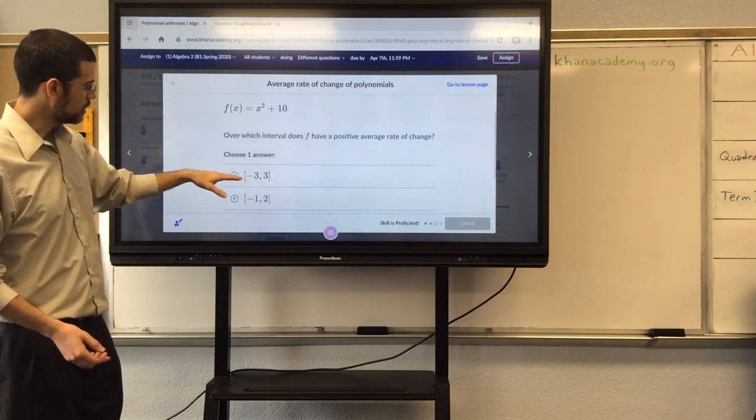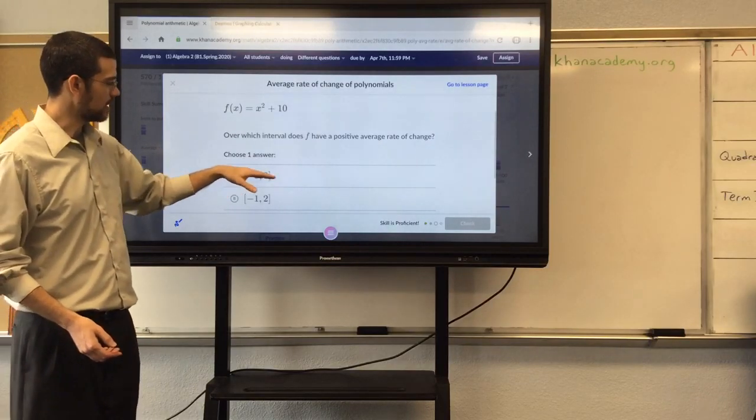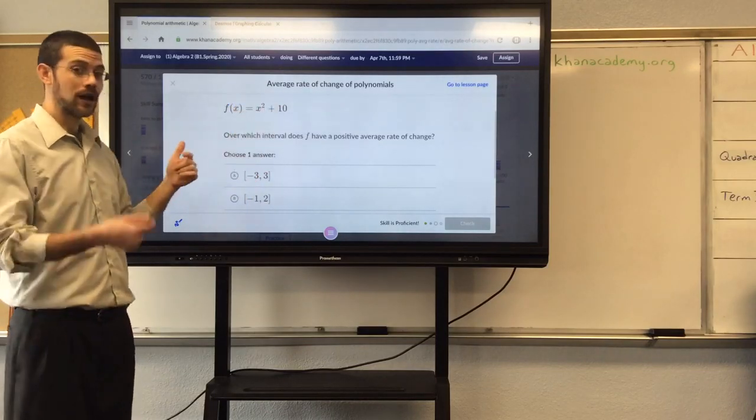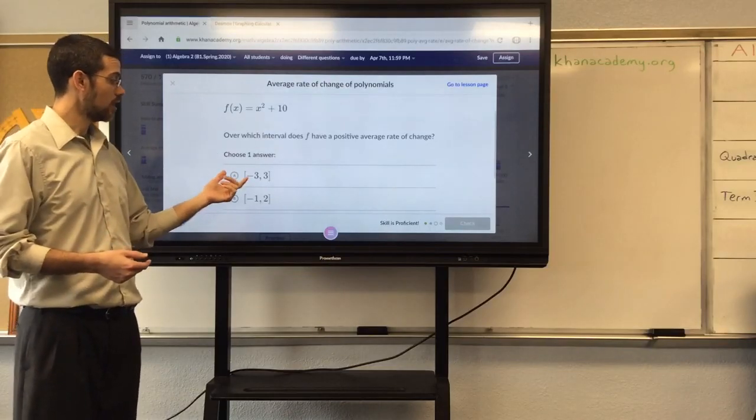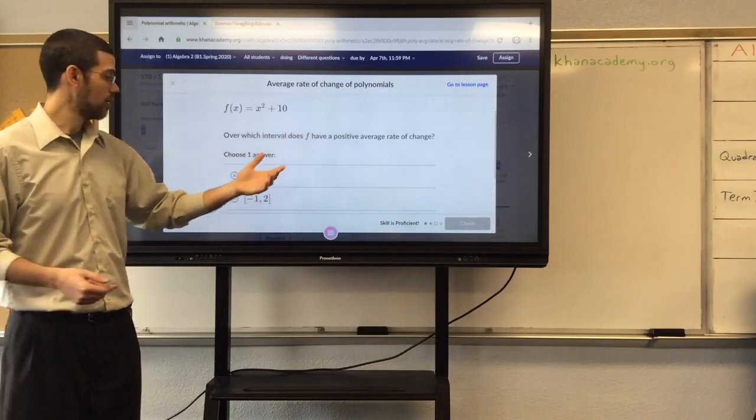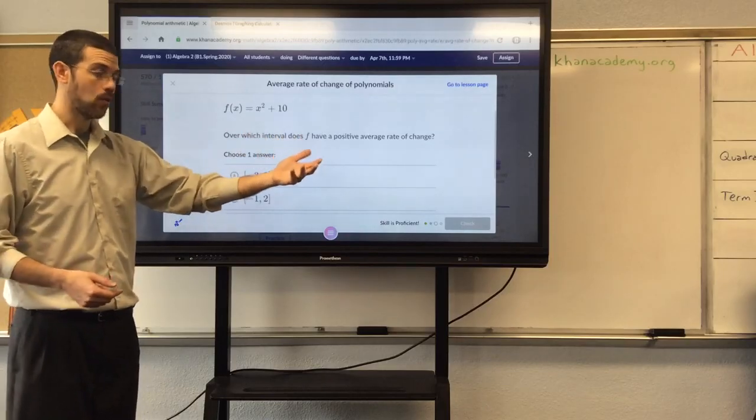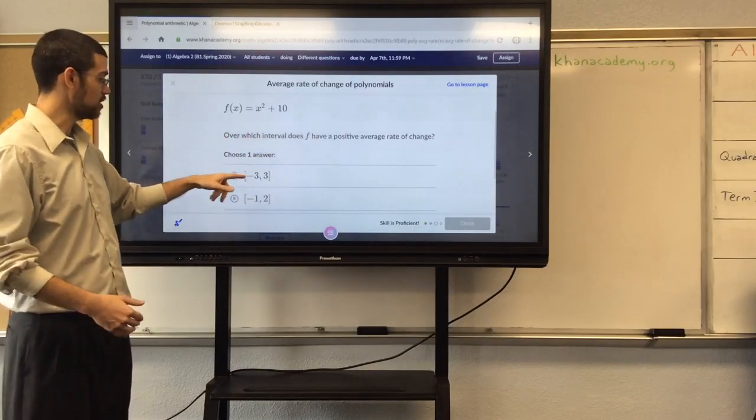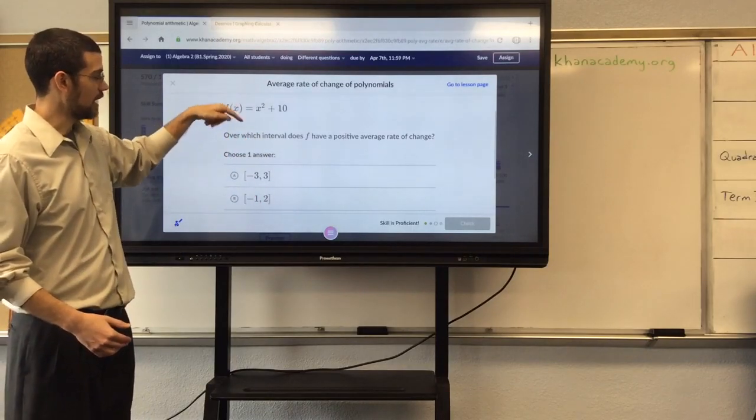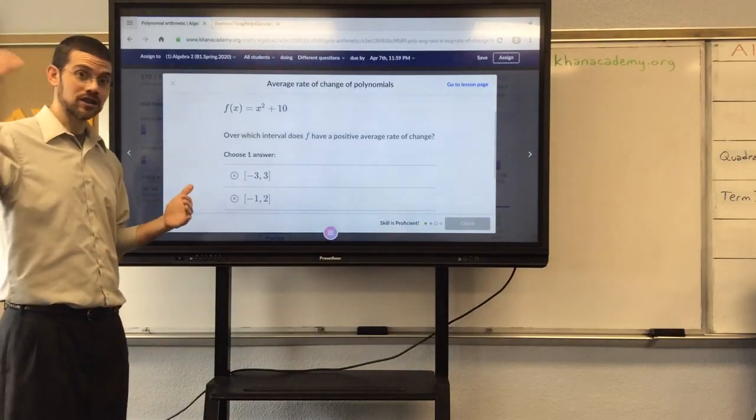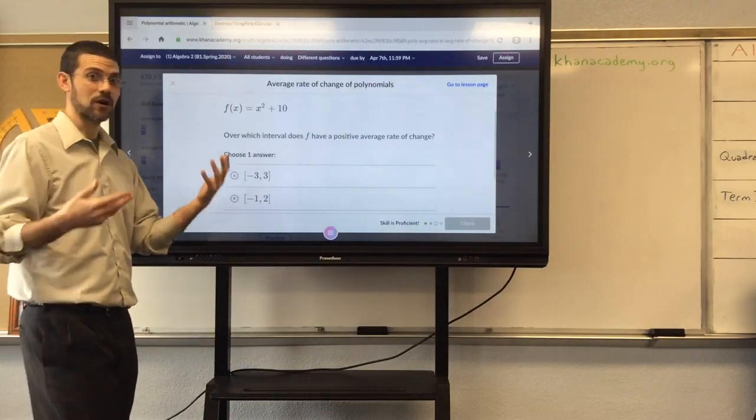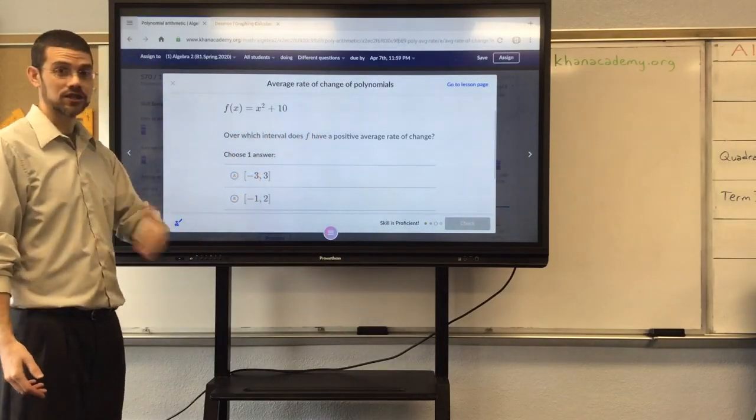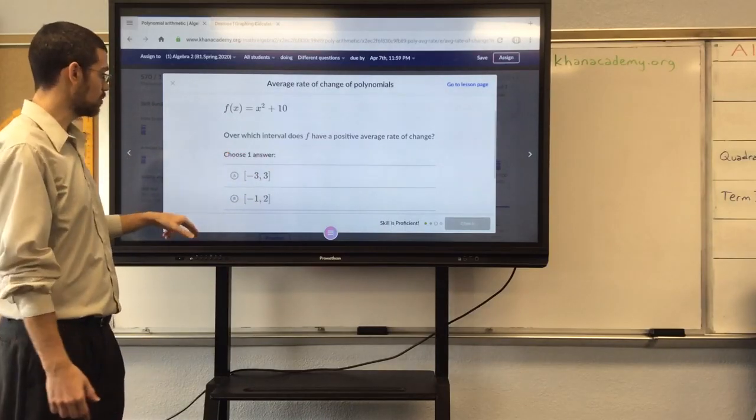This interval goes from x is negative 3 to x is 3. Well, negative 3 squared is the same thing as 3 squared, so my line between those 2 points has the same y value and is going to be a horizontal line. My y value hasn't changed from x being negative 3 to x being 3. The function did something in between, but they're not asking about the middle. They're asking what's the average rate of change. So this one's average rate of change is 0. That's not positive, so we won't select it.